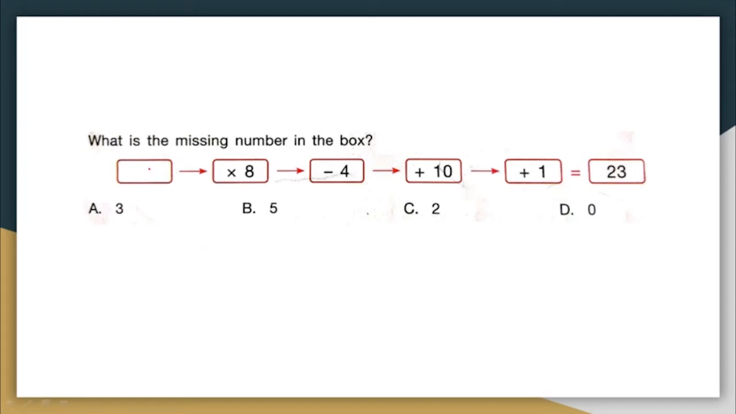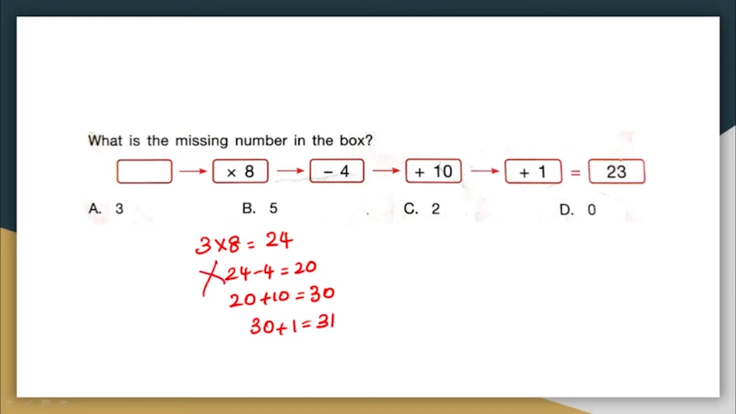So here, let us try to put 3 here. So what will I get? 3 multiplied by 8. What is 3 multiplied by 8? 3 8s are 24. And what is 24 minus 4? 24 minus 4 is 20. What is 20 plus 10? 20 plus 10 is 30. And what is 30 plus 1? 30 plus 1 is 31. No, that's not the answer that I am looking for. I should get the answer as 23. So this option is wrong.